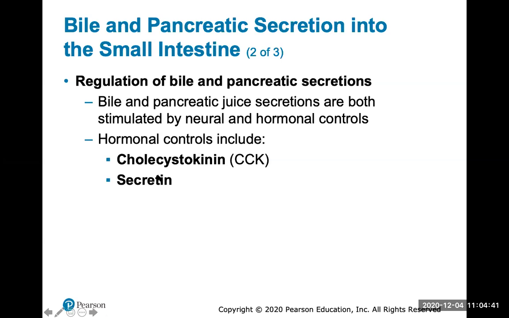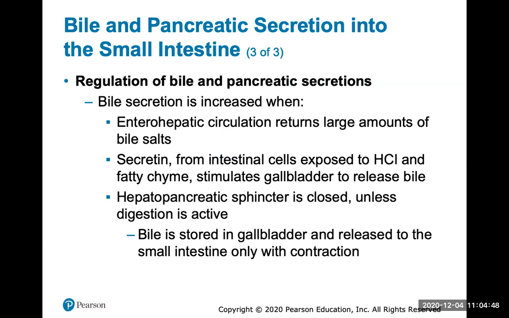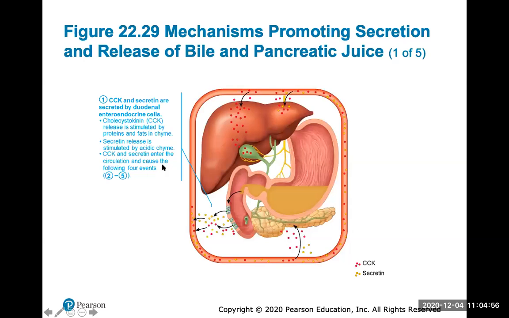The hormonal controls are cholecystokinin, the CCK, and secretin. Regulation of bile and pancreatic secretions, pretty much they're increased when there's food or some sort of stretching of any sort of structure, or they sense that food is in the duodenum, then they get an increase to be secreted.